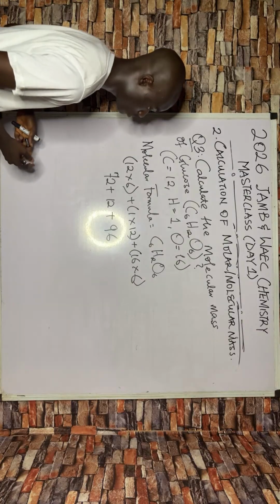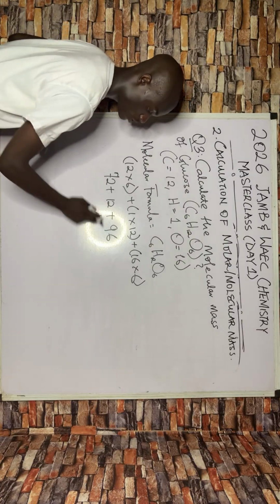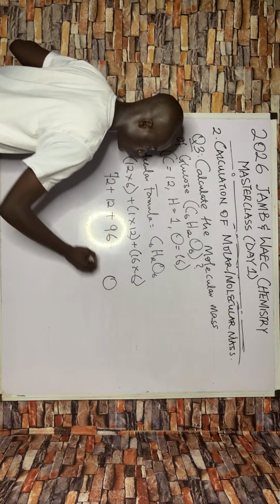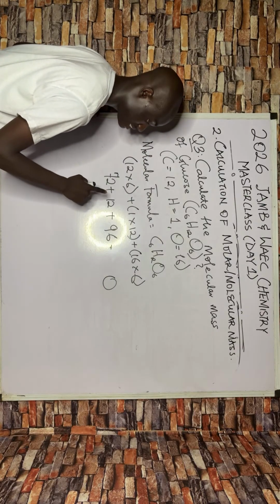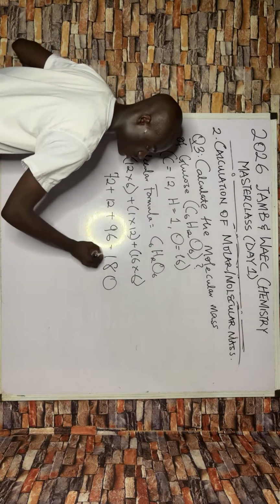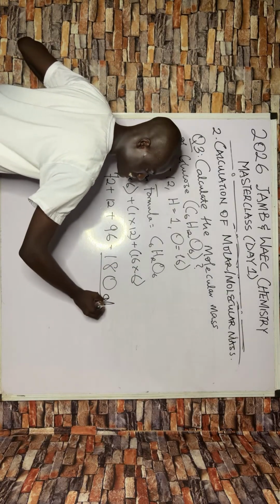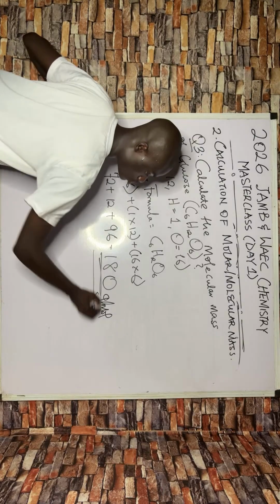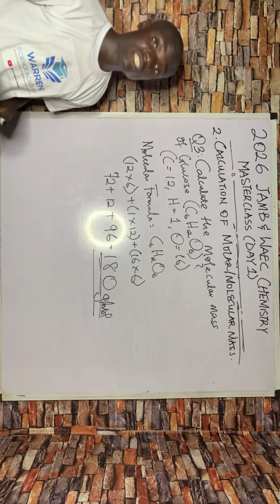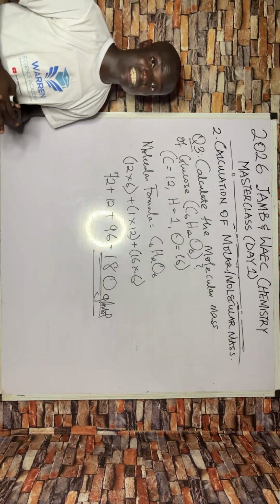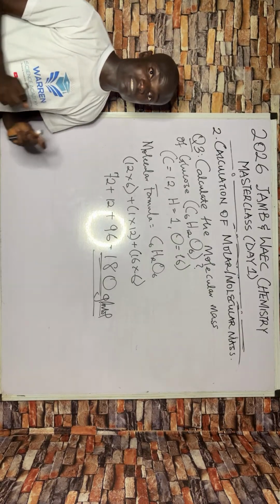So then we are going to add up everything together. So 2 plus 6, that's 8. Then we have 8 plus that 1, that's 9, plus this, that's 18. So our final answer becomes 180 grams per mole. So this is how we calculate molecular mass from the molecular formula. So we'll take another question so that we can understand this concept as a whole.